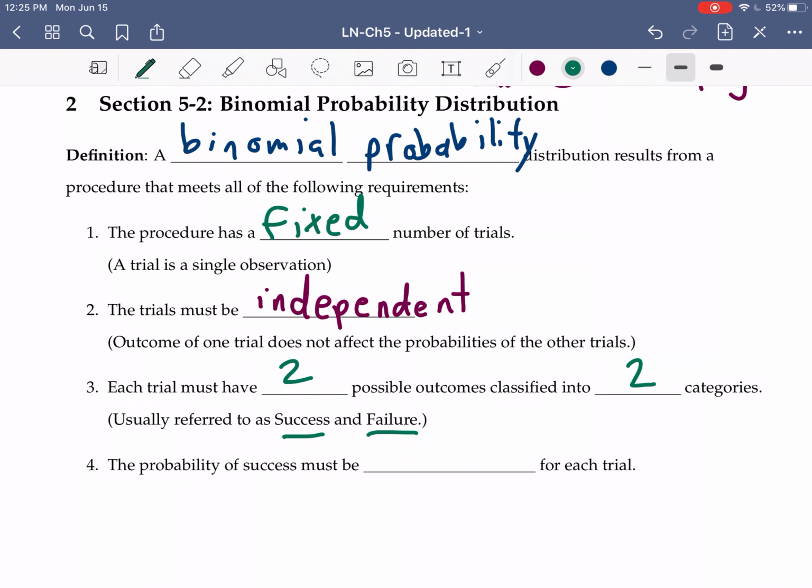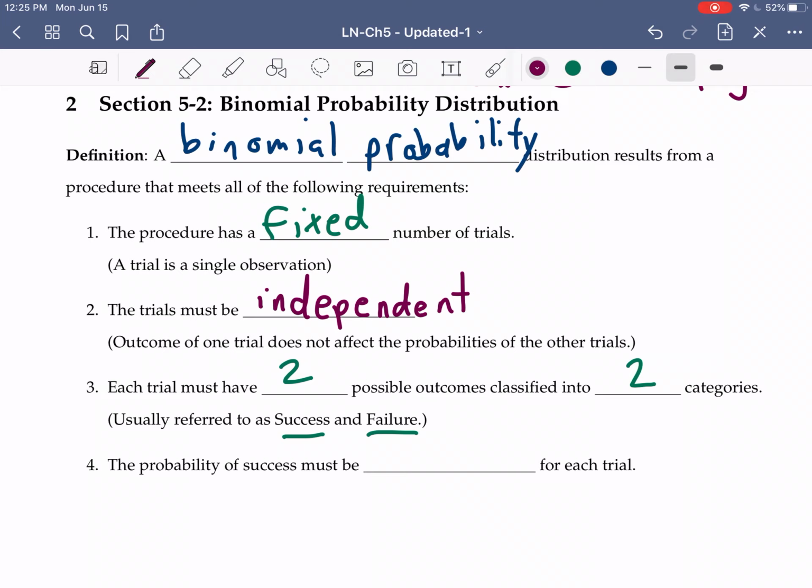When we talk about success and failure, statistical success is not necessarily the same as real-world success. When we're trying to detect a disease, we might say we were successful in detecting a disease, where that's actually a bad thing. So don't think of them as good and bad. It's just, did this thing happen? Was there a success? Were we able to find this thing that we were looking for?